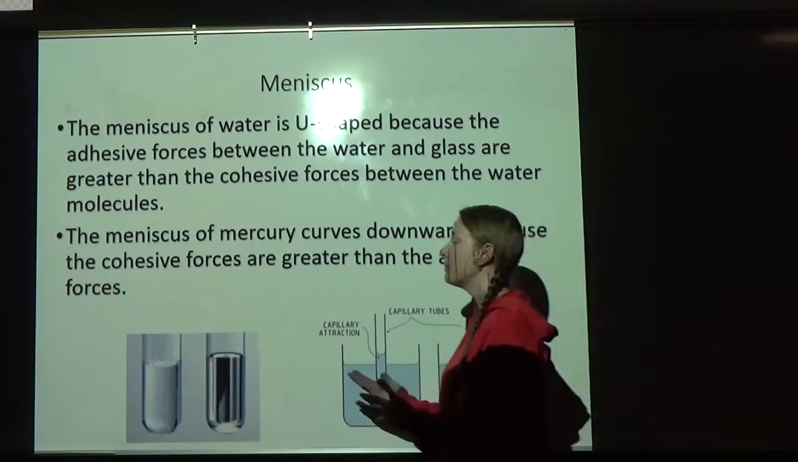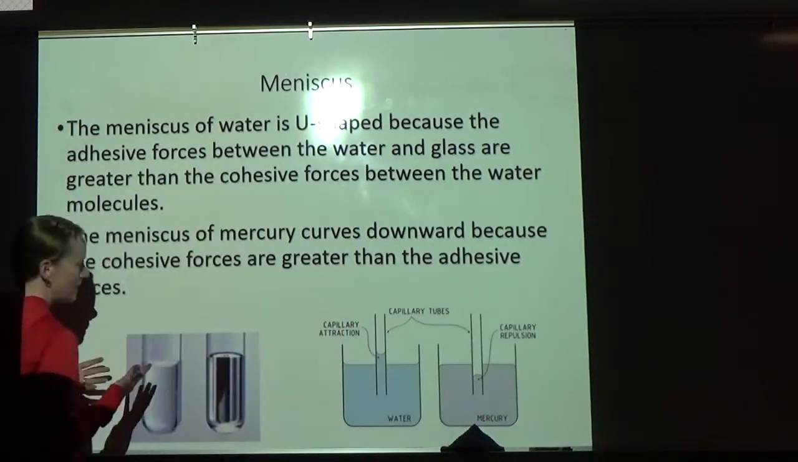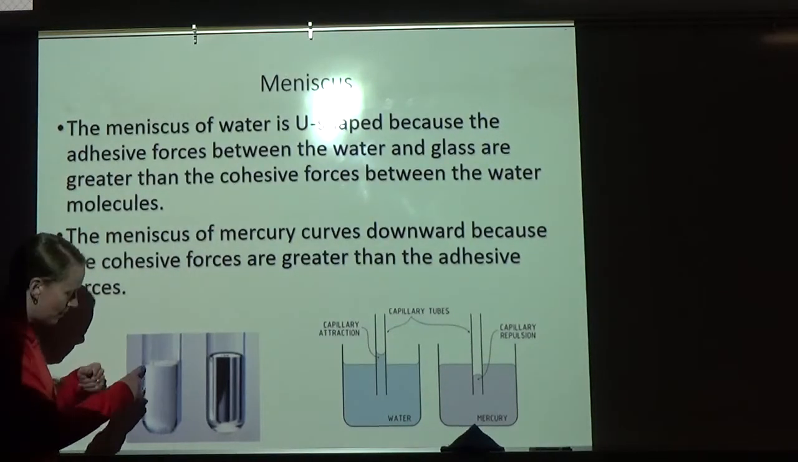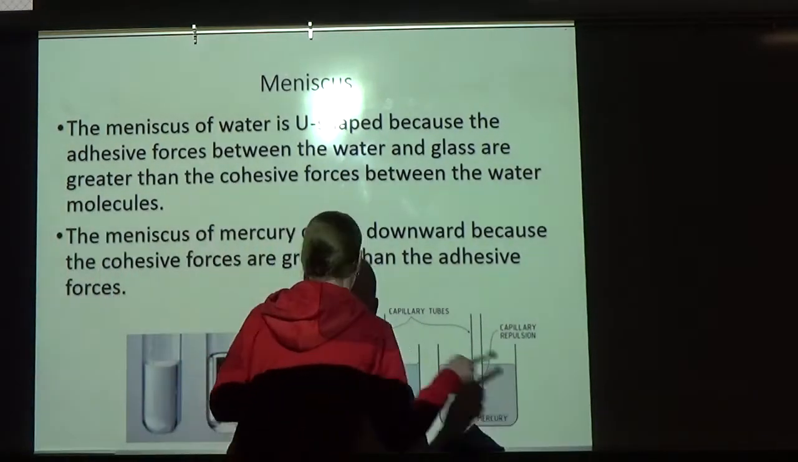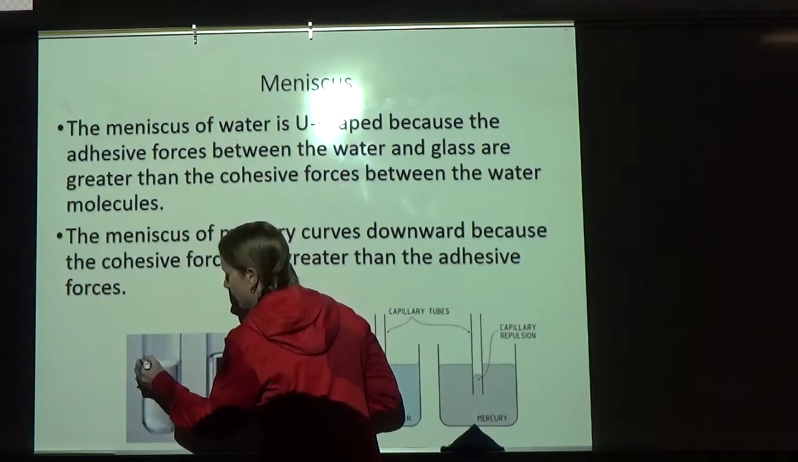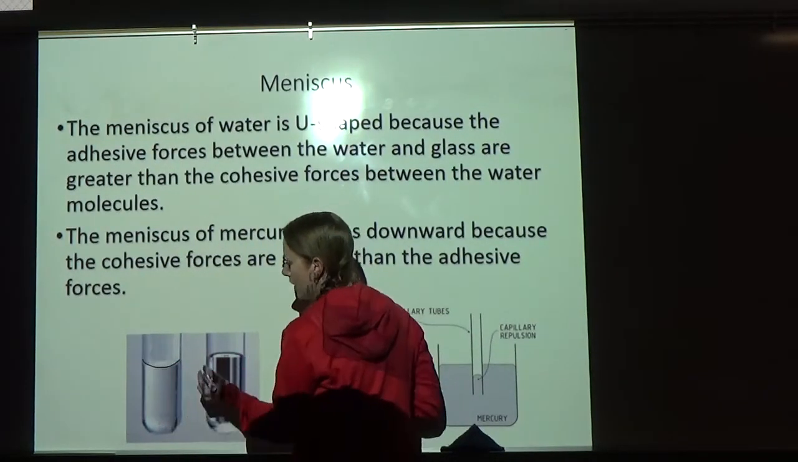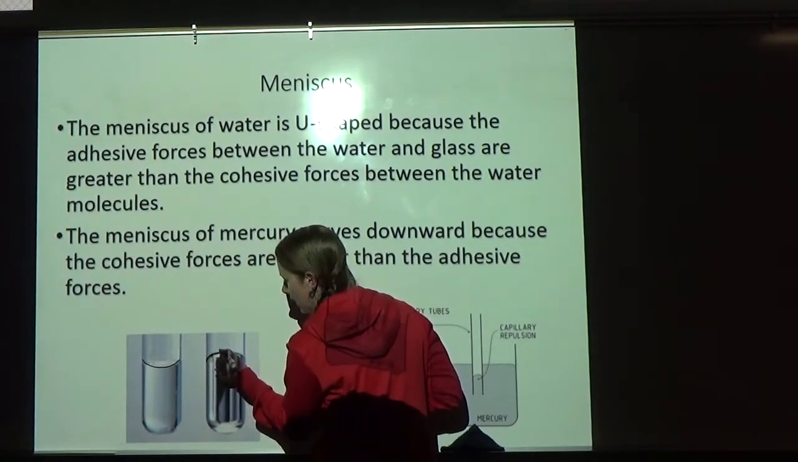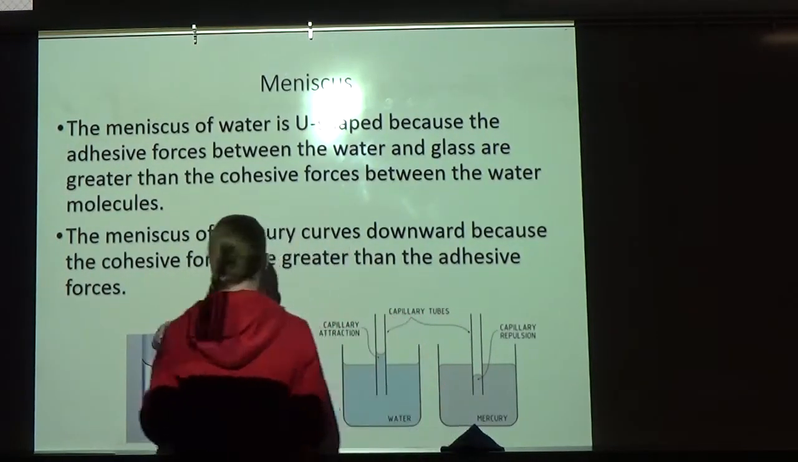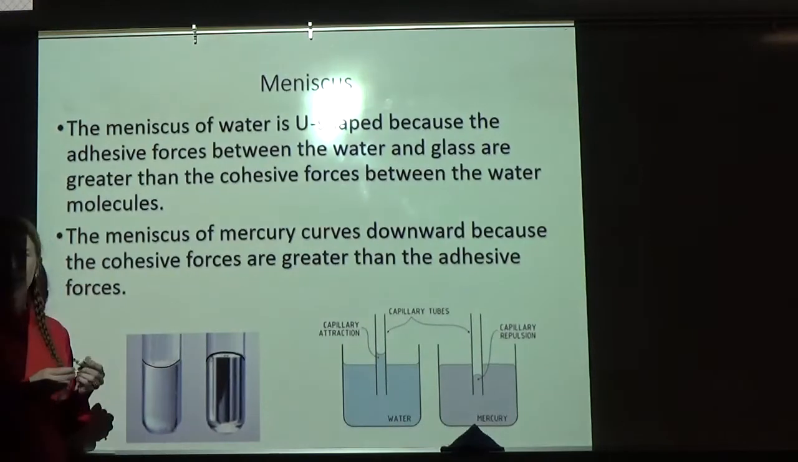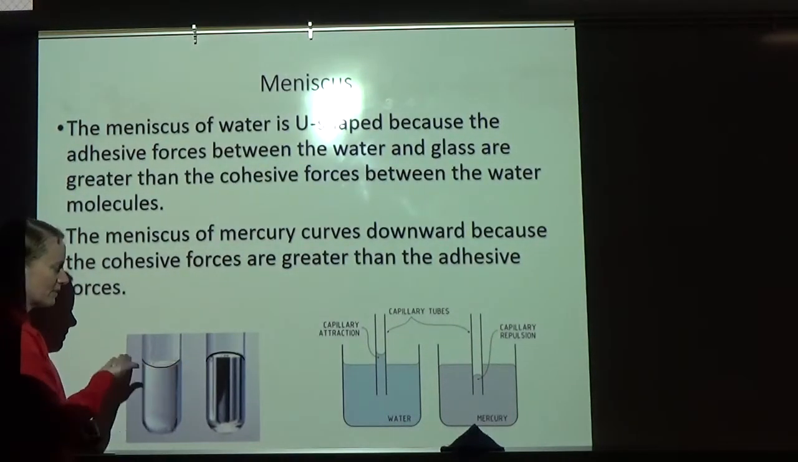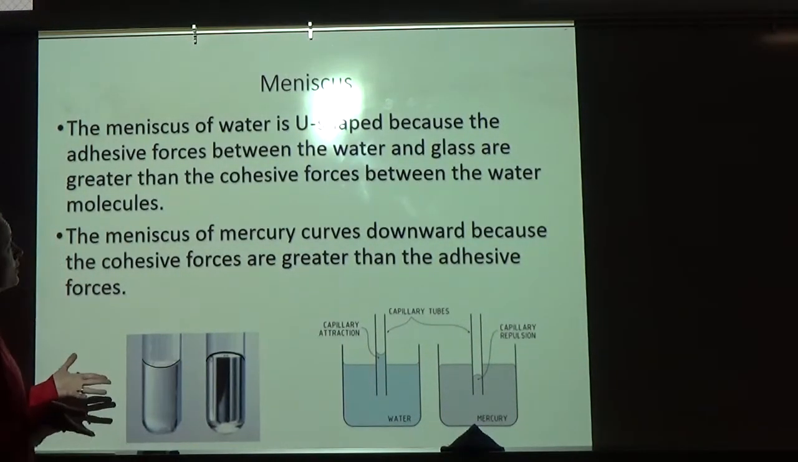So that's why a meniscus forms. The picture may be hard for you to see on the video, but water, if you put it in a test tube, will form a meniscus that curves downward. But mercury, on the other hand, actually forms a meniscus that goes upward, which is awkward because we're used to seeing the meniscus form downward. So let's talk about what's happening.